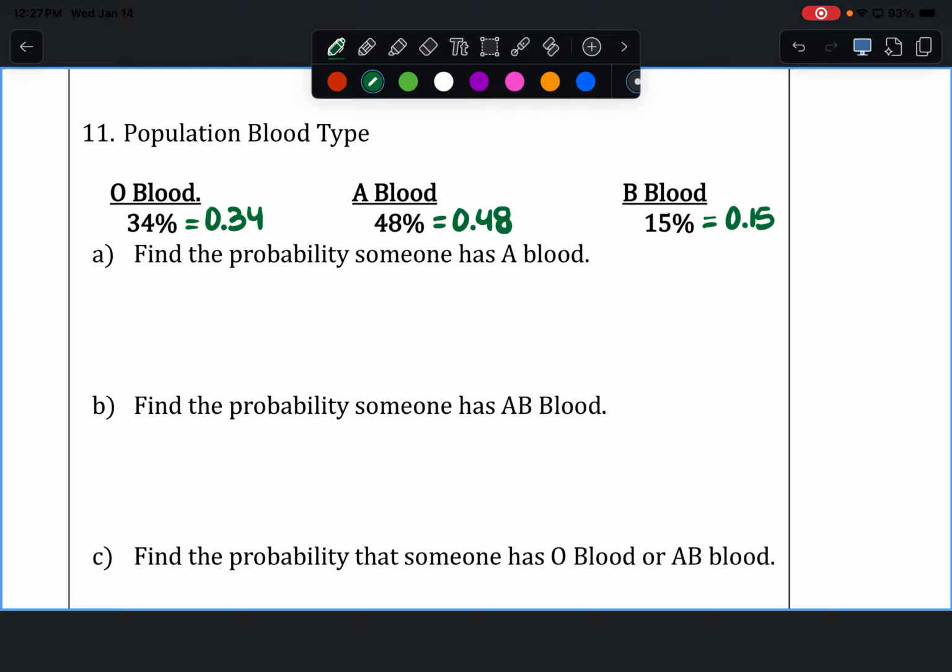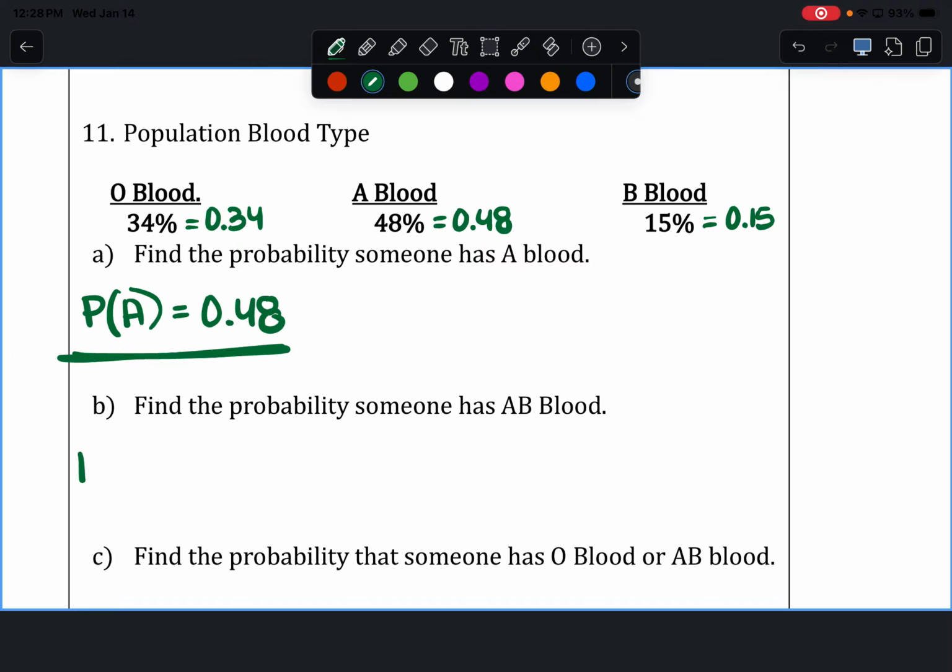Okay. Now, it says find the probability that someone has A blood. So what is the probability of someone having A? 0.48. Okay. Then it says, what is the probability? Okay, that is what that means. If you would have just given me the percent, it would not have been right. You wouldn't have been wrong, but it also wouldn't have been right, if that makes sense. Okay? Because when we're writing the probabilities, they have to be between 0 and 1. We can explain them with percentages, but when we're writing them, we need to keep them between 0 and 1.